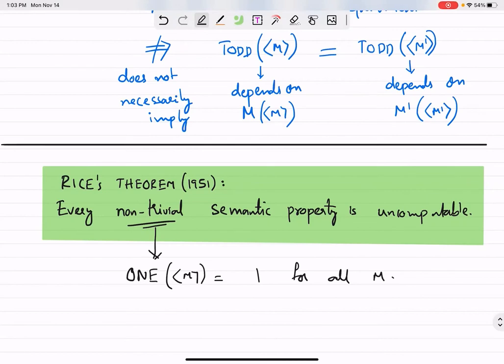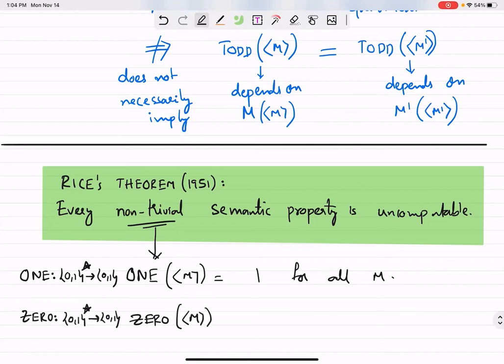That's a semantic property because it's the same for all machines. In particular, it's the same for equivalent machines. And there's also another silly semantic property, which is the constant zero function. Except for these two, all semantic functions are uncomputable. There's just no saving grace. Any semantic function you can imagine is uncomputable except for these two.